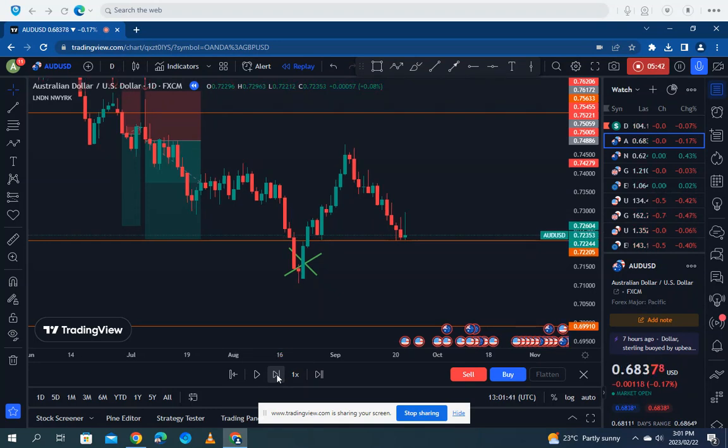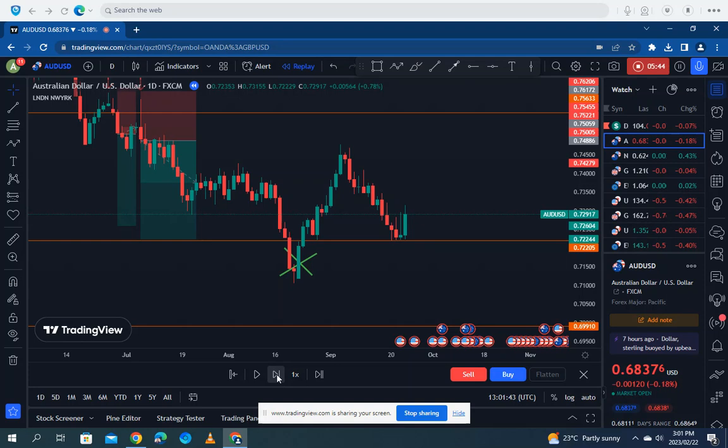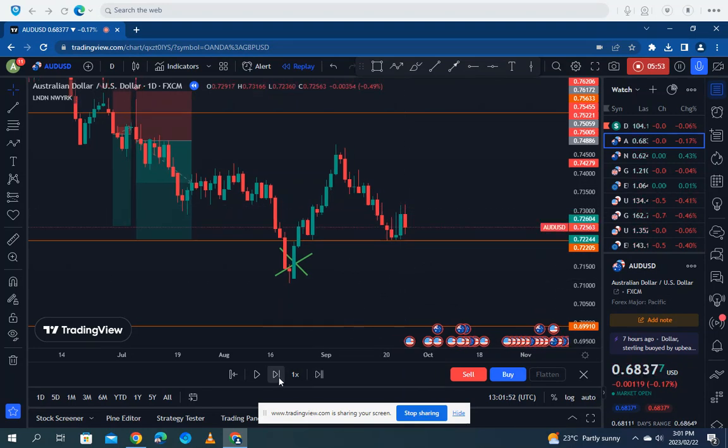Okay, no, I'm not going to take that simply because there's too many sellers here and this is not a full bullish candle, so I'm not going to take that trade for those reasons. Okay, the market is coming down.